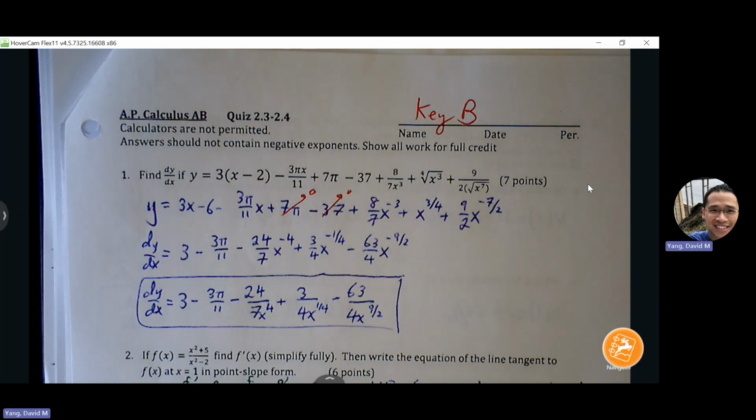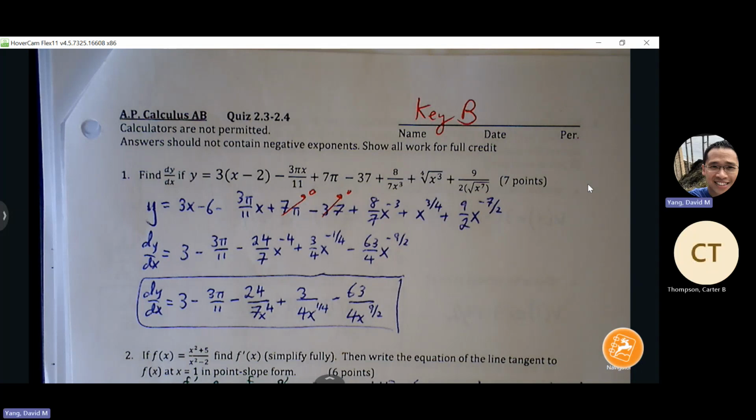Any questions with number 1? Are you guys okay? Why does the exponent of 24/7 not affect the denominator? Oh, this one right here? Yeah, when it's multiplied from 8 over 7.